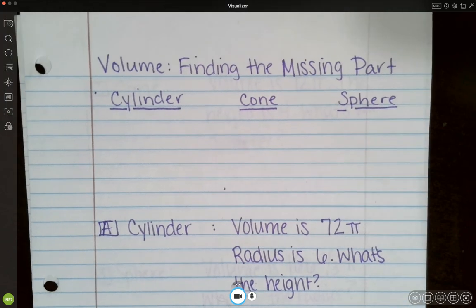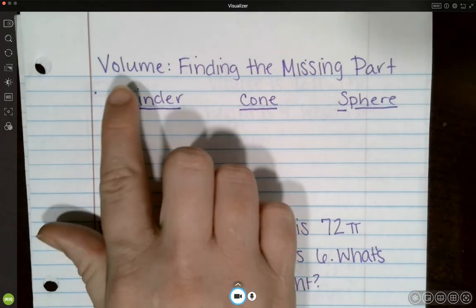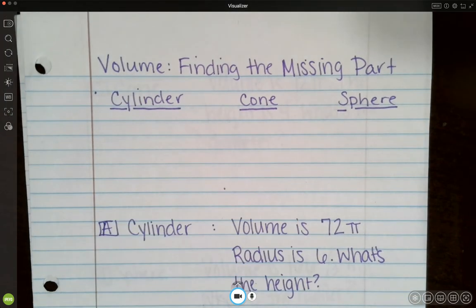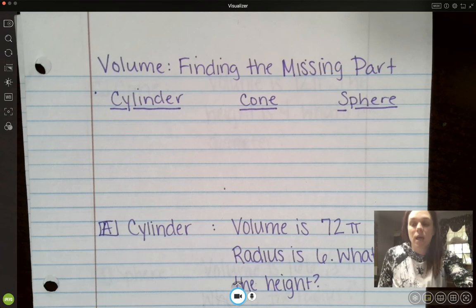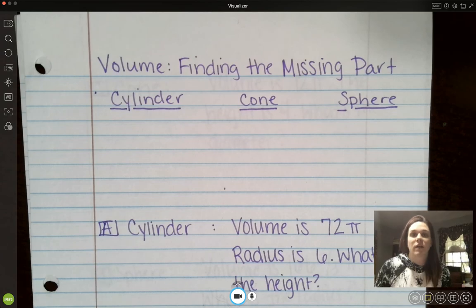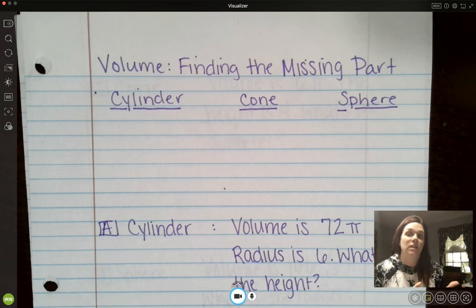All right, so in this video, we're going to be taking a look at volume, specifically finding the missing part. Typically with volume problems, you're given the height and the radius, and you need to solve for the volume. In this video, we're specifically going to look at, given the volume, how can I find either the height or the radius or diameter, depending on what it's asking me for.